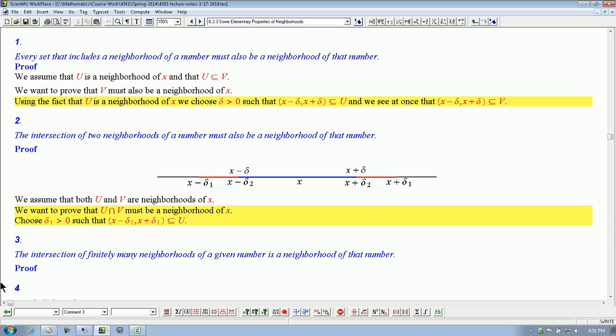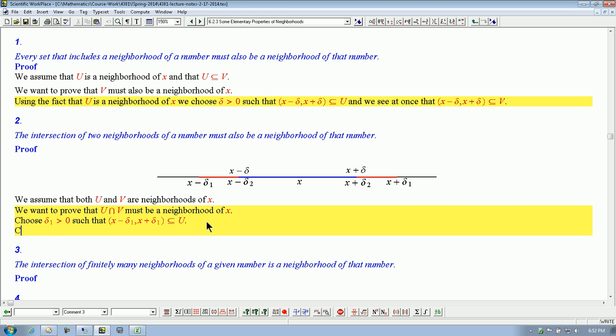Okay? Is delta an epsilon? No, you could, but I think it's nicer to use delta. Choose delta 2 greater than 0 such that the interval center x with radius delta 2 is a subset of V.